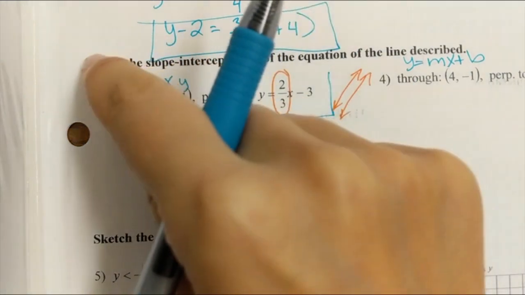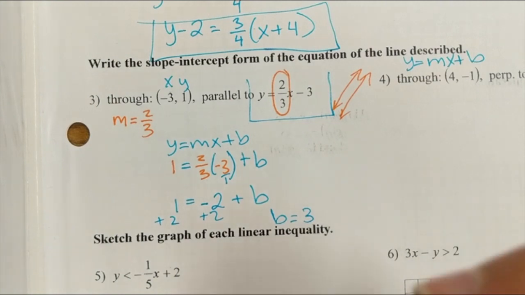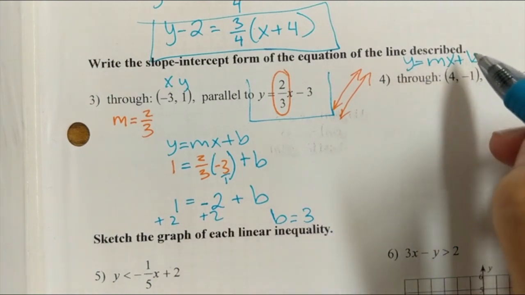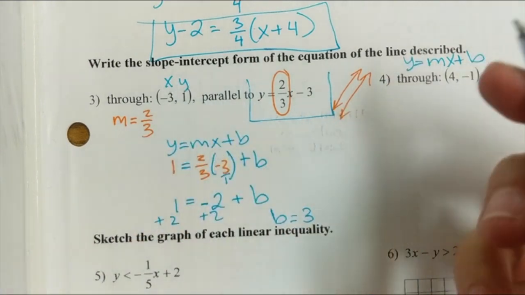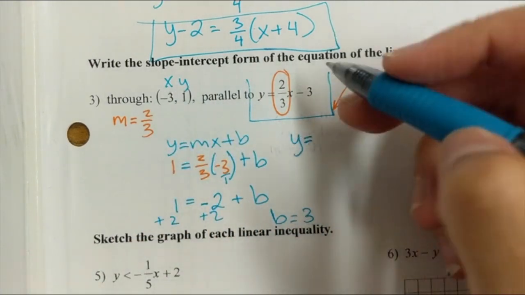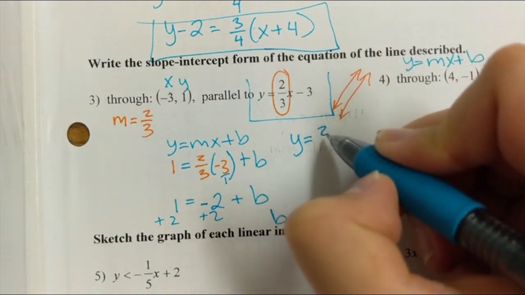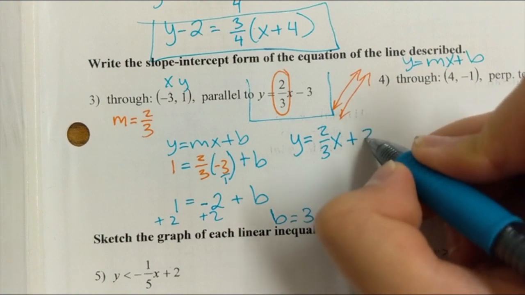Not done yet. We need to write the slope-intercept form of the equation of the line. So the slope-intercept form is y equals mx plus b. Do not use this point anymore. This was just to help us find b. So the final is y equals 2/3 x, and then plus our y-intercept, plus 3.